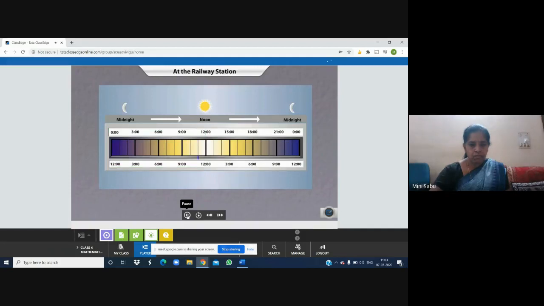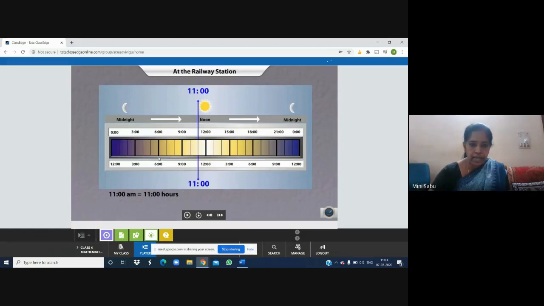For example, if it is 11 a.m., then according to the 24-hour clock, it is 1100 hours. Okay, children. So this example is given, 1100 hours. That means if it is 11 a.m., 11 is a two-digit number, so 11 is here and 2 zeros we add. Now it is a 4-digit number, and we call it 1100 hours.